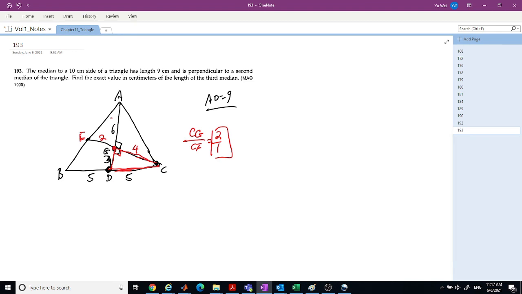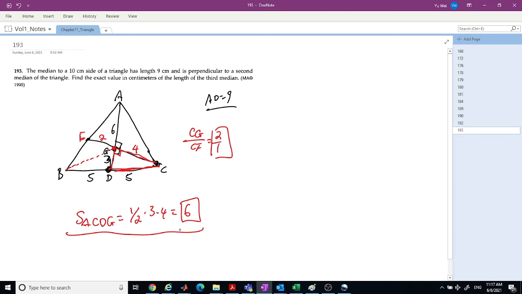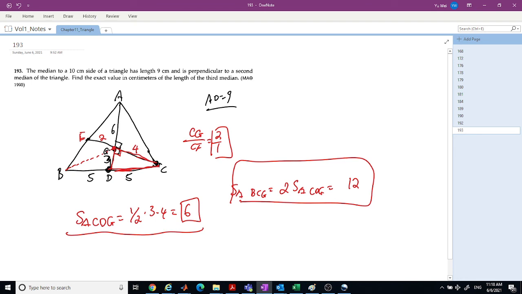Once you know this is the 2, now let's see how we can calculate it. In this case, the area of triangle CDG is equal to half of 3 times 4, which is 6. We know CDG. Now we know the triangle BCG is 2 times the triangle CDG, which is 12. So we're expanding from this triangle to this triangle.